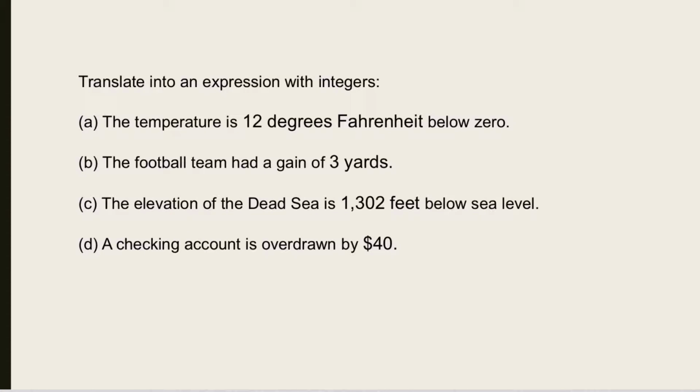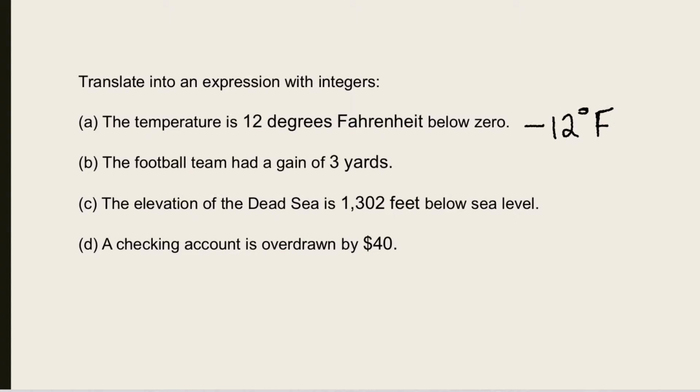Okay, so on this one we're translating into expressions with integers. So the temperature is 12 degrees Fahrenheit below 0. So we would say that if it's below 0, it's going to be negative. So we would say it's negative 12 degrees. And you could even put the little degree symbol, and you could put the little F if you want. But that's negative 12 degrees Fahrenheit below 0.